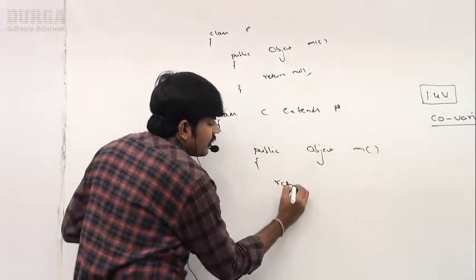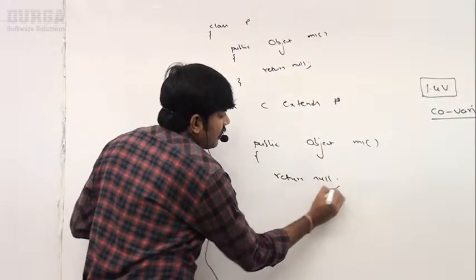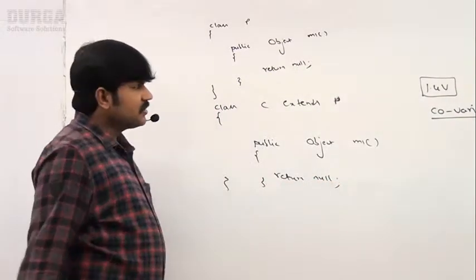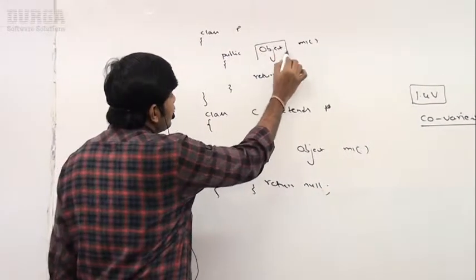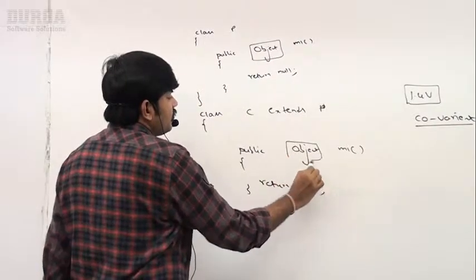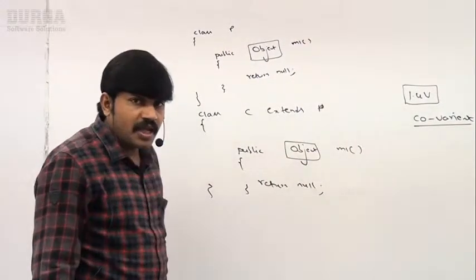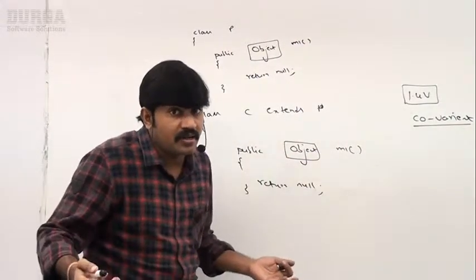Sir, return null, like this I'm taking, sir. Here, have you observed the return type, here Object and here Object, no problem at all. If the same return types are there, no issue at all, right?